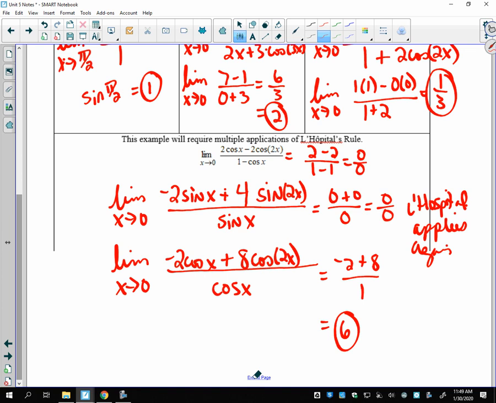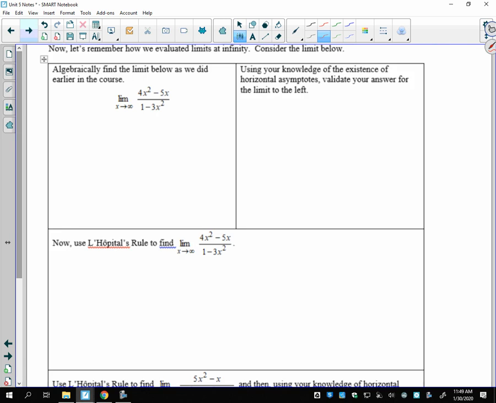Okay? So the other thing that we haven't dealt with yet is what happens with infinity. And so the same thing applies with infinity. So we'll do this in class, okay?